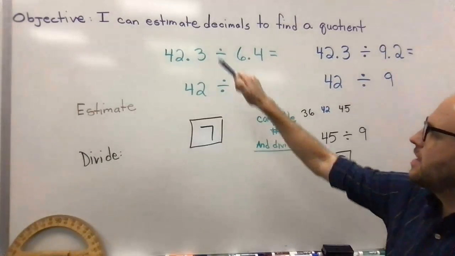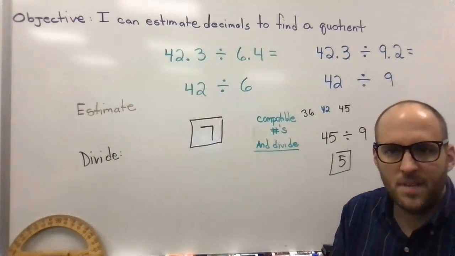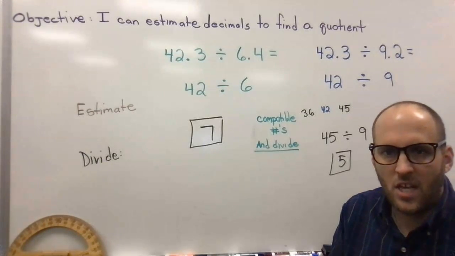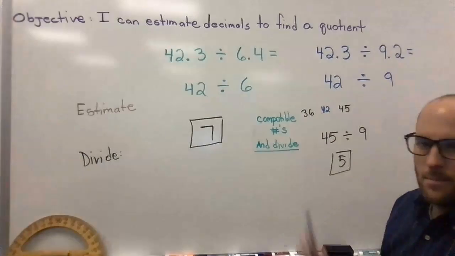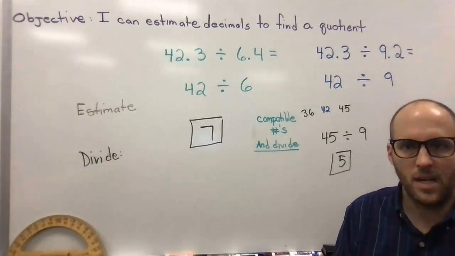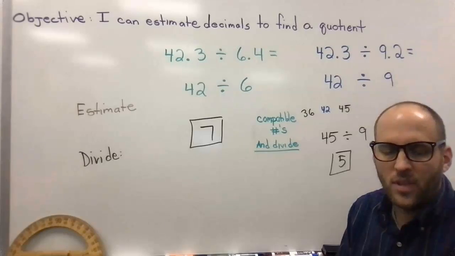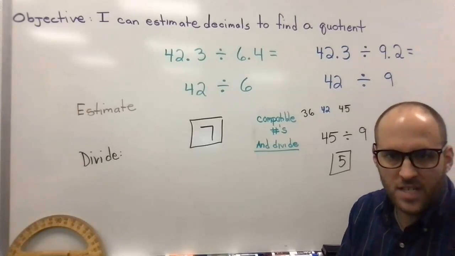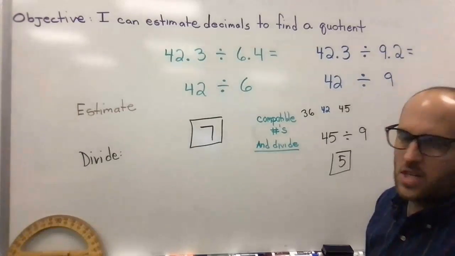Today we're here to talk about how to estimate decimals to find a quotient. It can be similar to how you estimate when you multiply, but there is a slight difference, and it has to do with compatible numbers, which we'll get to in a second. But when you estimate to find a quotient, you can do things very similar to the first step of multiplying. You still want to estimate to the nearest whole number.